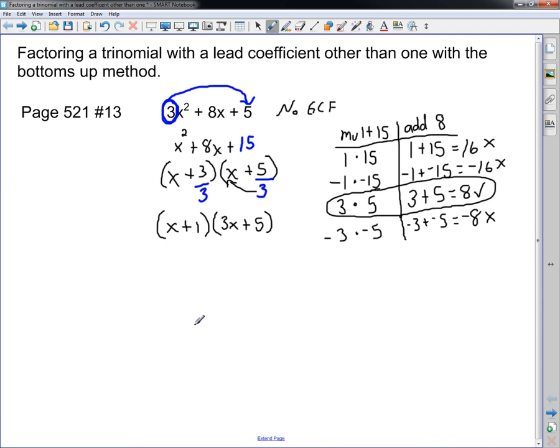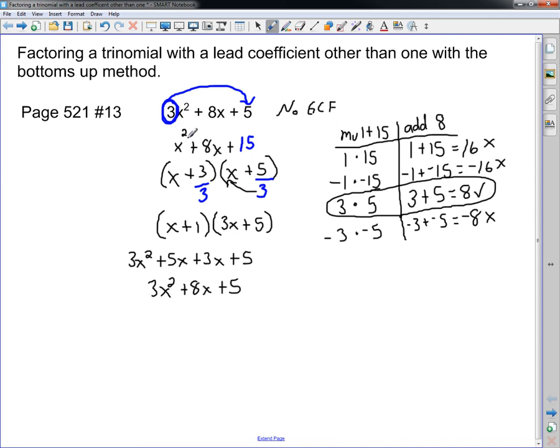The way to check is using FOIL. So let's go ahead and FOIL it. So x times 3x gives me 3x squared. X times 5 gives me plus 5x. 1 times 3x gives me plus 3x. 1 times 5 gives me 5. Combine my like terms, which is the middle terms. That gives me an 8x plus 5.